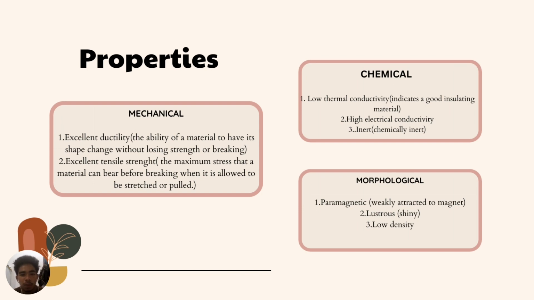For the chemical properties, it has low thermal conductivity, which indicates a good insulating material. The second one is high electrical conductivity, and the third one is inert, which is chemically unreactive. For the morphological properties, the material is paramagnetic, which is weakly attracted to magnets, and the second one is lustrous, shiny material, and the third one is it has low density.